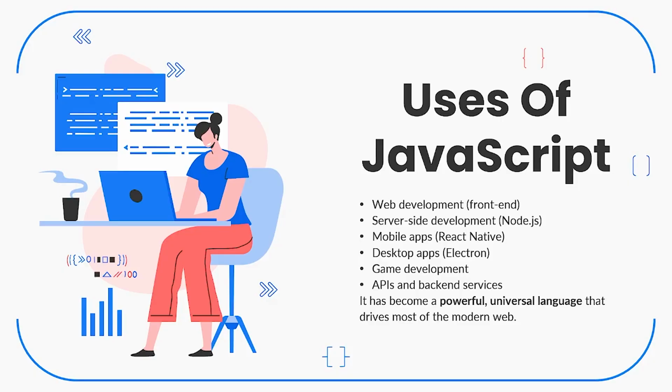It is also used for building mobile applications like React Native. And then it's used for developing desktop apps like Electron. It is used for game development, APIs, and backend services. It has become a powerful universal language that drives most of the modern web. Now, most of the websites you see are built with JavaScript frameworks. So right now, JavaScript is one of the leading languages on the web.